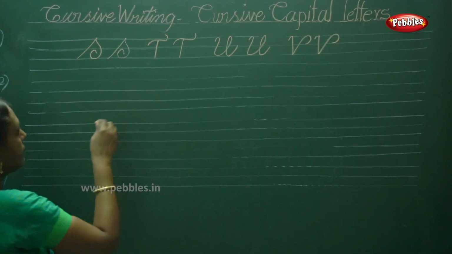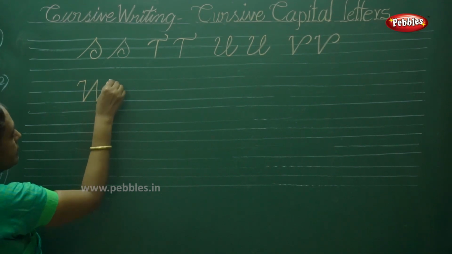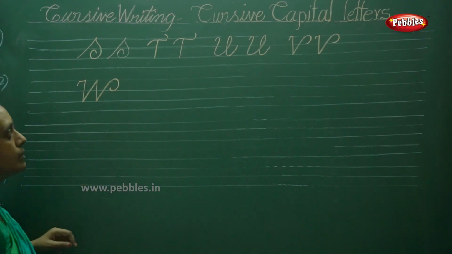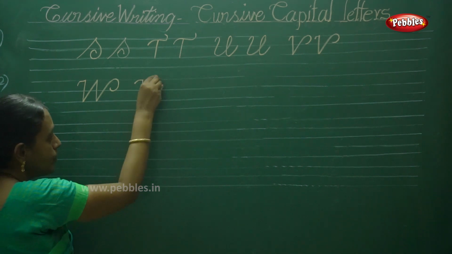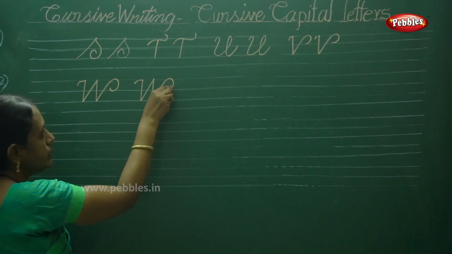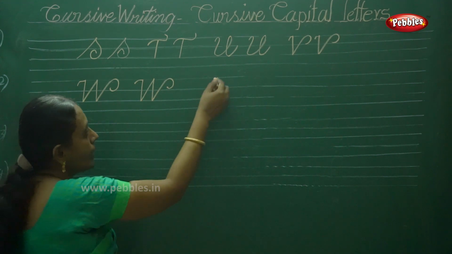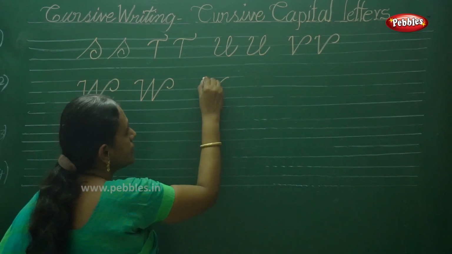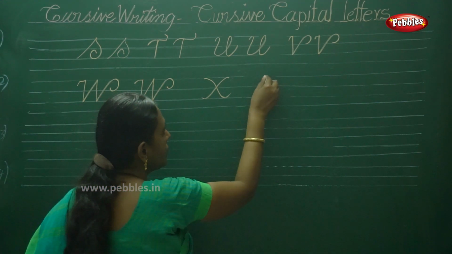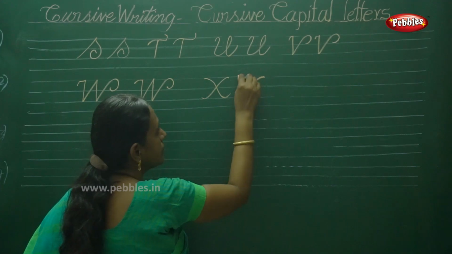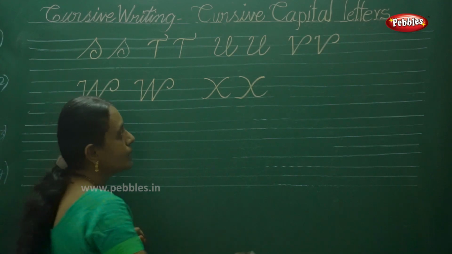Next one is W. So same as V and make it curve, starting smaller. Then write W and curve. Cursive capital W. And X, in this manner you have to bend your stroke. That is X, cursive capital X.